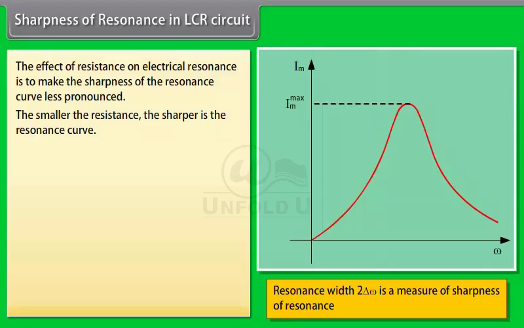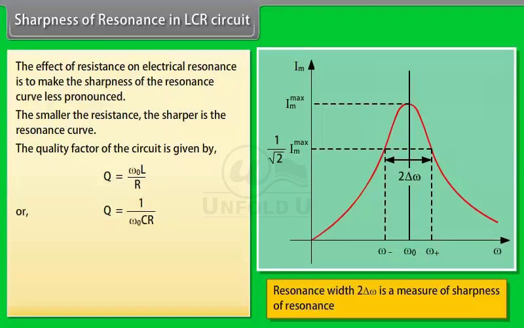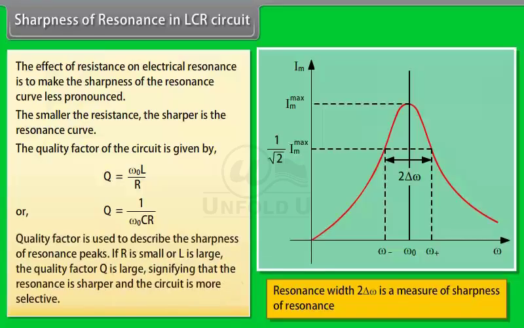The smaller the resistance, the sharper is the resonance curve. The quality factor Q of the circuit is given by omega naught L upon R, or 1 upon omega naught CR. Quality factor is used to describe the sharpness of resonance peaks. If R is small or L is large, the quality factor Q is large, signifying that the resonance is sharper and the circuit is more selective.